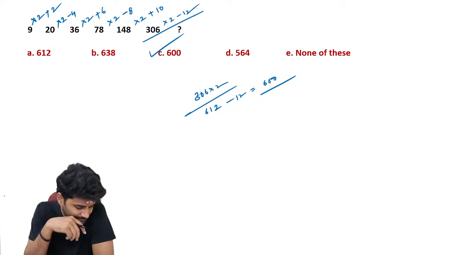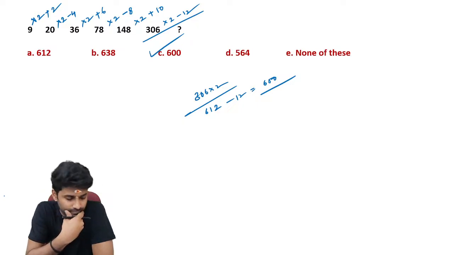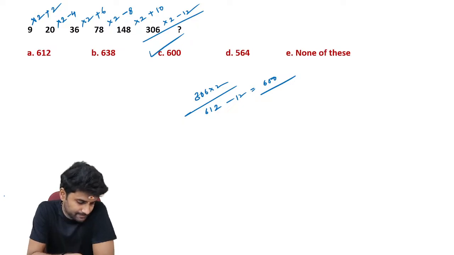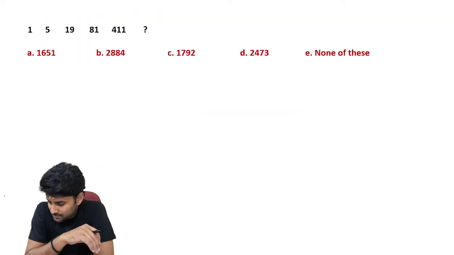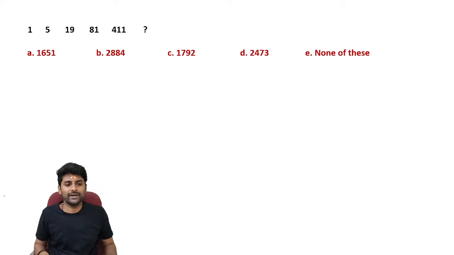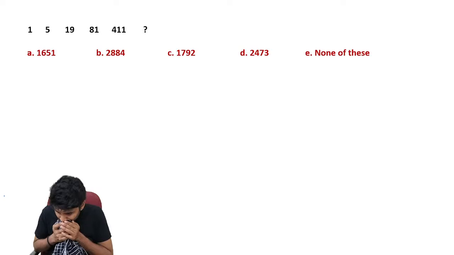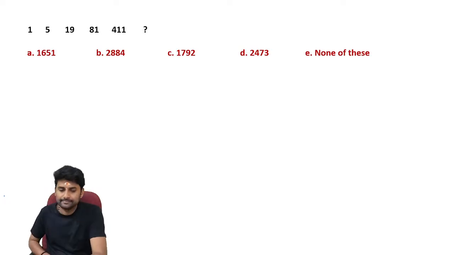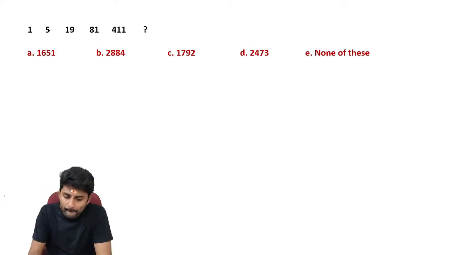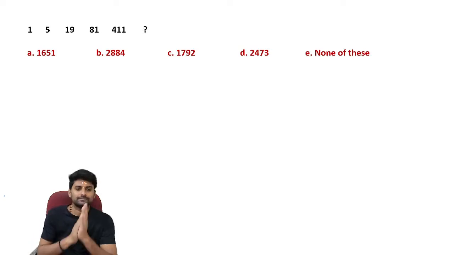Is it clear? Yes, very good, Nanaraji. Next, move on to this: 1, 5, 19, 81, 100 and, sorry, 411. Let us answer this question.